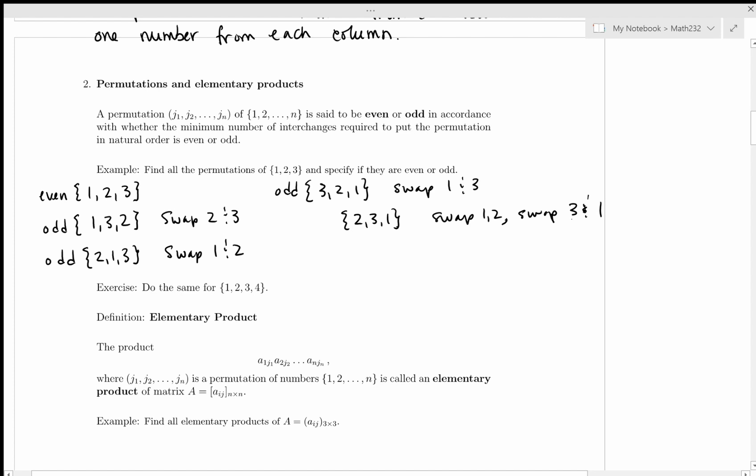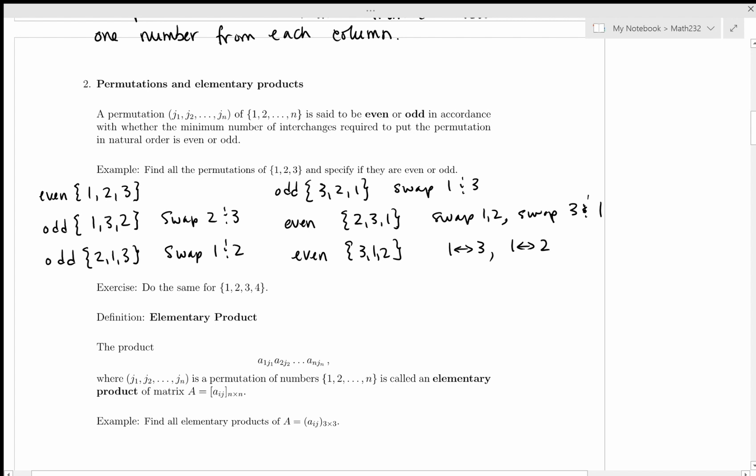Okay, so this one takes me 2 operations to get back to the original ordering. This is an even permutation because 2 is even. Then the final one is 3, 1, 2, and that is also going to be an even permutation. I have to swap 1 and 3, and swap 1 and 2.